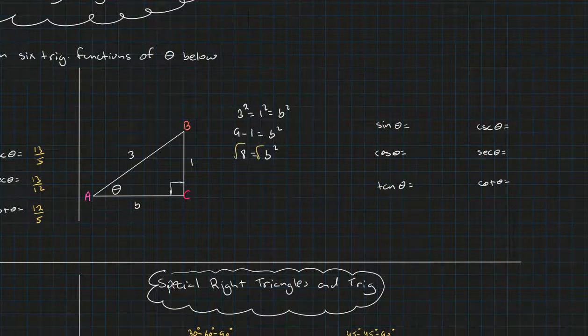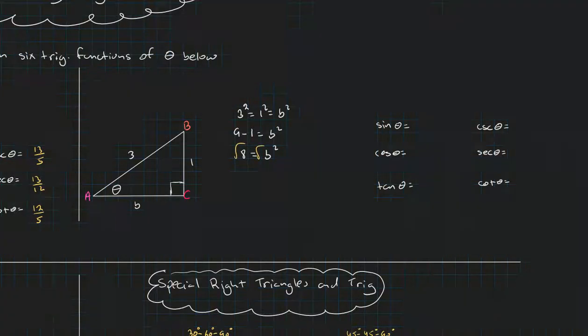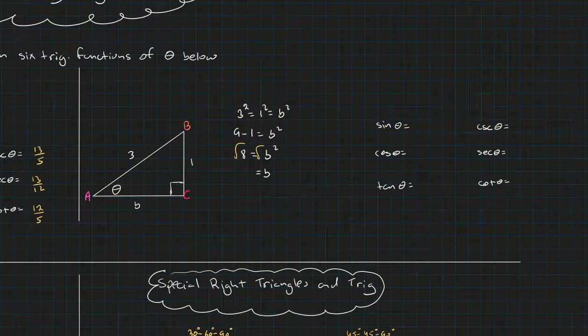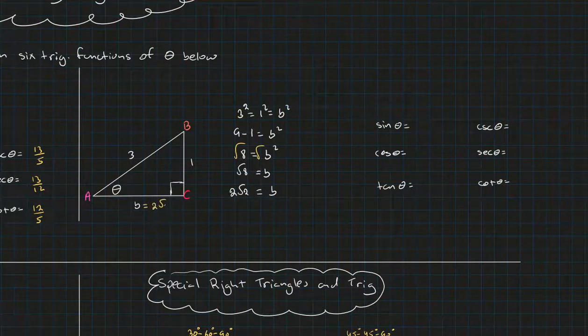Take the square root. Then we can say b is, you always want to simplify square roots when you can. So this is actually going to be 2 root 2. You always want to simplify. Always, always, always. All right, so let's go ahead and fill these in.